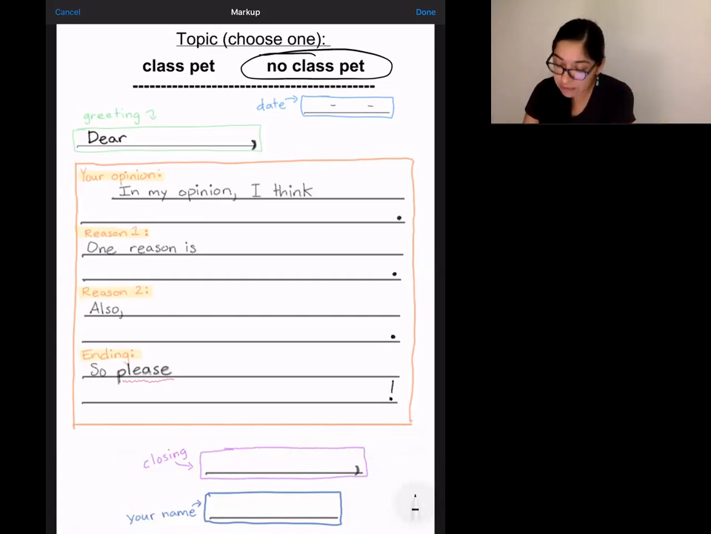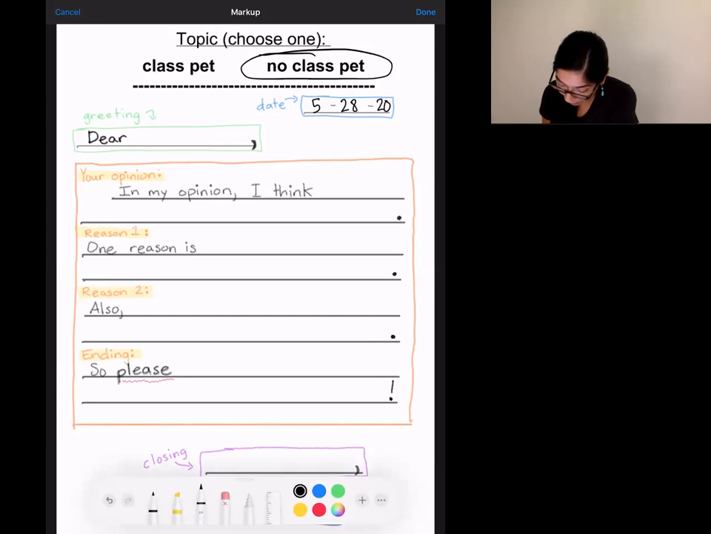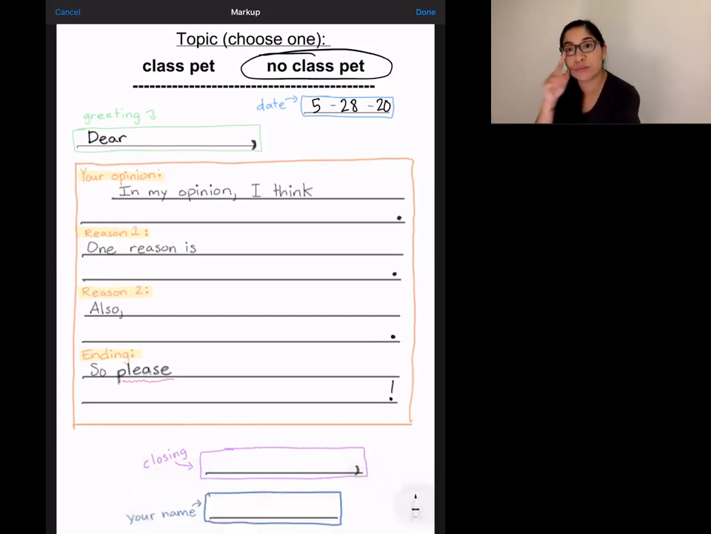Okay, so let's start with the date. The date today is 5/28/20. It's May 28th, 2020. Dear, now, I am actually writing this to my students because sometimes my students ask for a class pet and they think that's a good idea. But you know what? I am starting to think maybe it's not. So I'm going to write them a letter to persuade them, to make my students believe and convince them that it's not a good idea. Okay, so here we go.